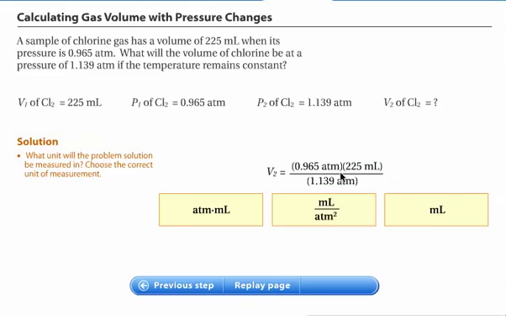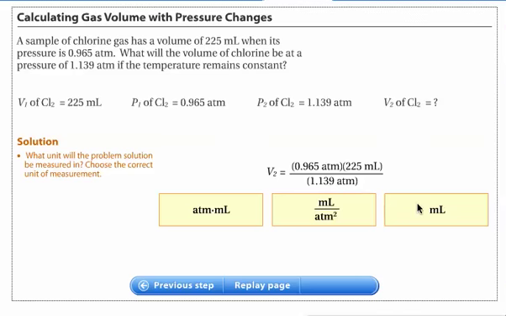Now, since we recognize that the atmospheres is in the numerator and denominator, they're going to cancel each other out. And in doing so, the only unit we have left is milliliter, which is an appropriate unit for volume. So we're going to select that.